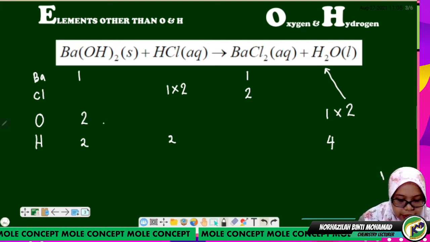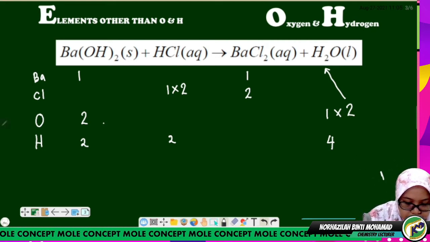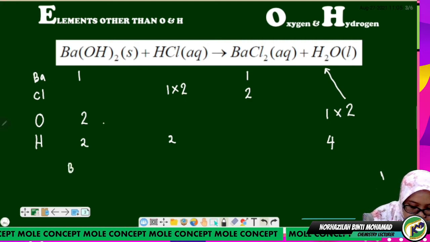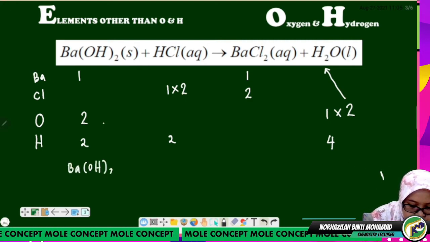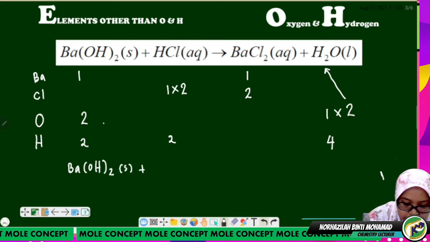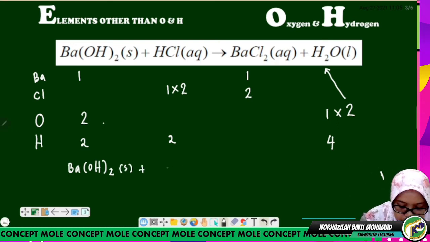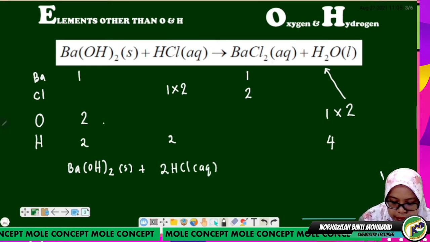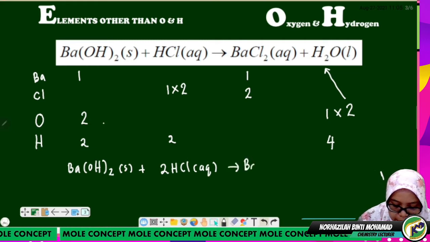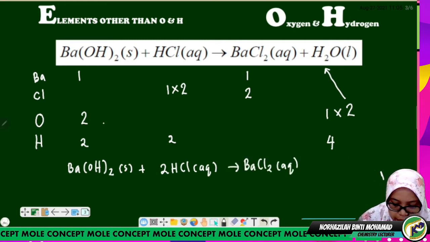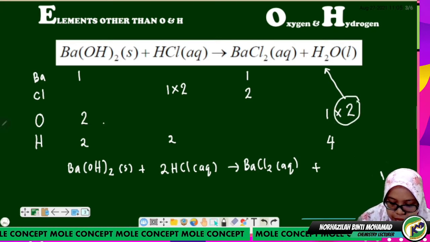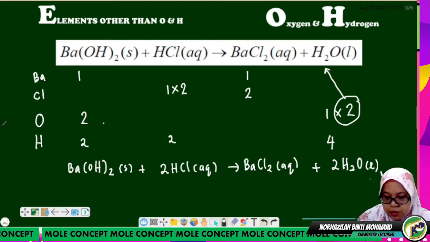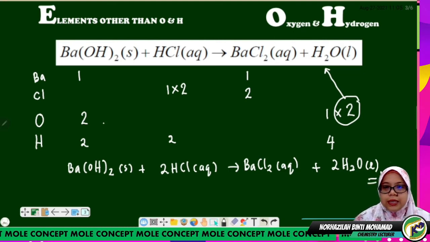So we write the equation. For this one, we have Ba(OH)2 solid plus this one has been multiplied by 2, so 2HCl aqueous, and then this produces BaCl2, and for this one it has been multiplied by 2, which means that we have 2H2O liquid. So this is your balanced equation.